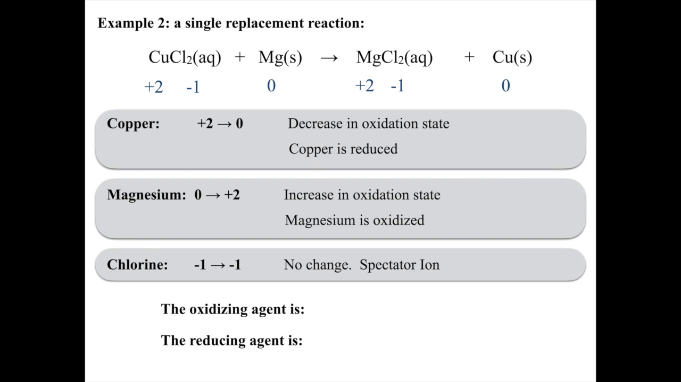Last thing on these slides, oxidizing agent and reducing agent. Which is the oxidizing agent? Well, it's the one being reduced. So copper is the oxidizing reagent. It's oxidizing magnesium. And magnesium is being oxidized by reducing copper. So it's the reducing agent.